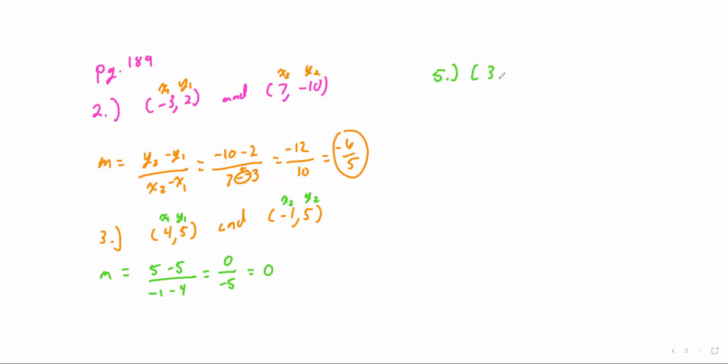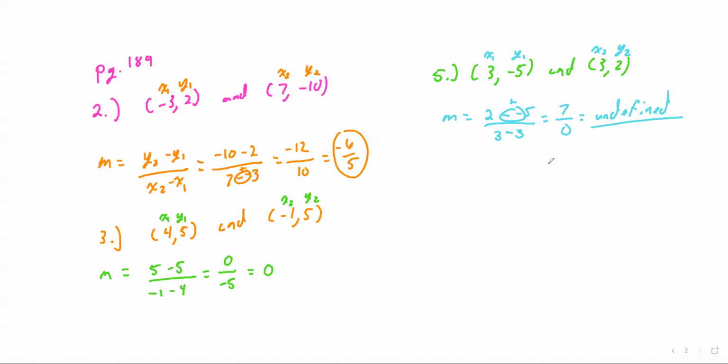You're given 3 comma -5 and 3 comma 2. So this will be your x1, y1, x2, y2. Plug it in. So this will be 2 minus -5 over 3 minus 3. Two negatives make a positive, so I get 7 over 0. When 0 is on the bottom, this is considered to be undefined.